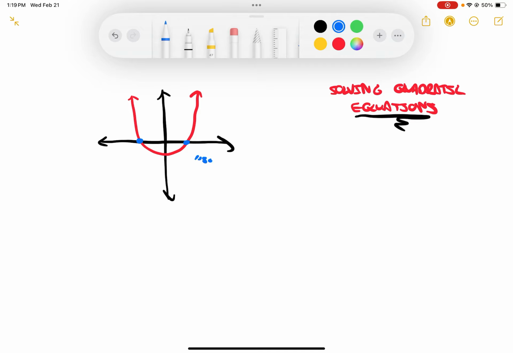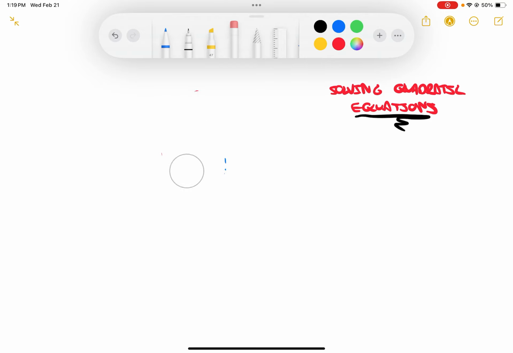So the words solution, root, zero, and intercept all mean essentially the same thing, right? Where does this graph cross the x-axis? So when you see step one, it should make a lot of sense. It's make sure that the equation is set equal to 0.